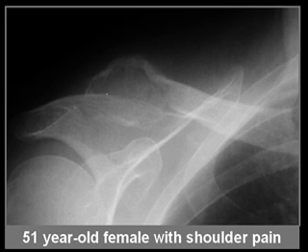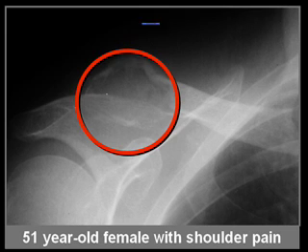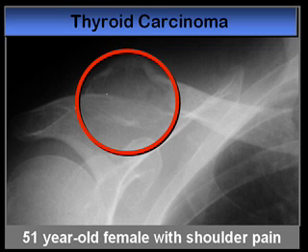Here's another case. This is a 51-year-old female with shoulder pain. We're showing you a close-up of the clavicle. Where would you say the most likely primary was? Well, due to the expanded nature of this lytic lesion, the two most likely primaries would be either renal cell carcinoma or thyroid carcinoma. This is a patient with metastatic thyroid carcinoma.